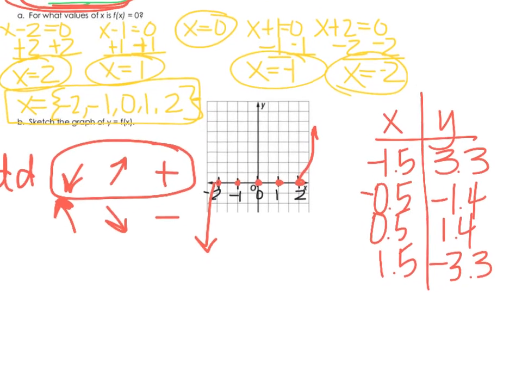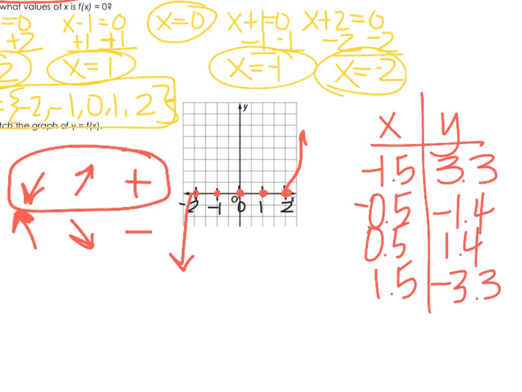So we're going to graph these points on our graph. -1.5, 3.3 would be about right there. -0.5, -1.4 would be right about there. 0.5, 1.4 would be right about there. And then 1.5, -3.3 would be right about there. So that tells us how high our hills and valleys go.